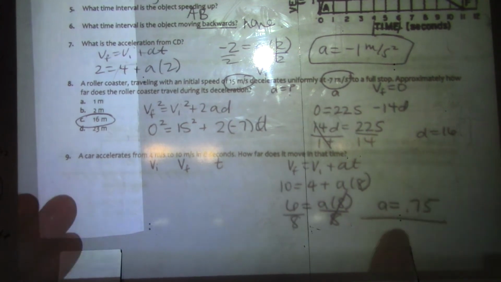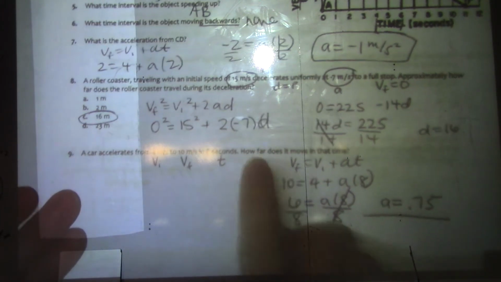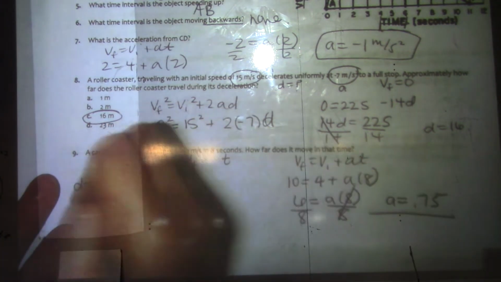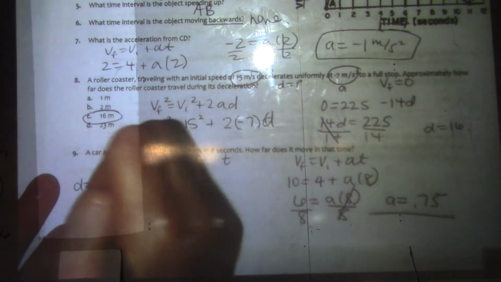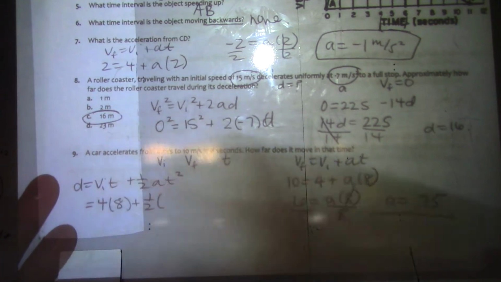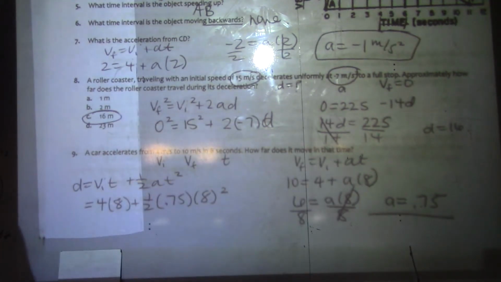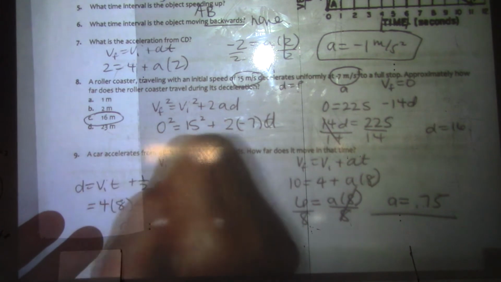Now that's not my answer because I want how far it moves. That's distance. I just needed my acceleration first. And now I'm going to use d equals vi t plus 1/2 a t squared. vi is 4. Time is 8 seconds. Plus 1/2, the acceleration we just found was 0.75, 8 squared. So then now we add, and we get that distance equals 56. This one you're just putting in your calculator.